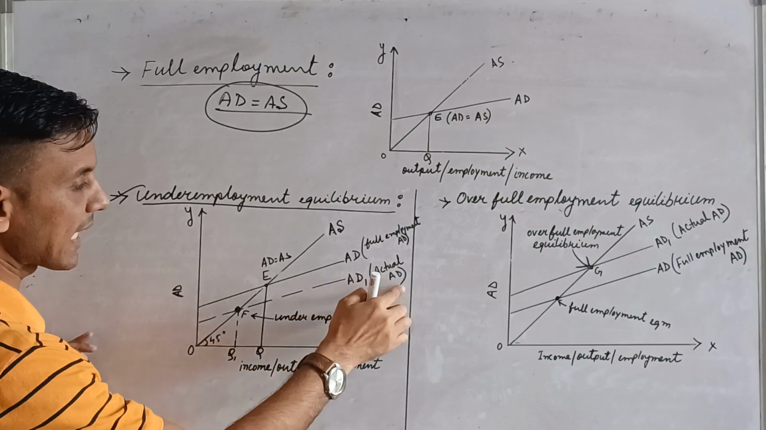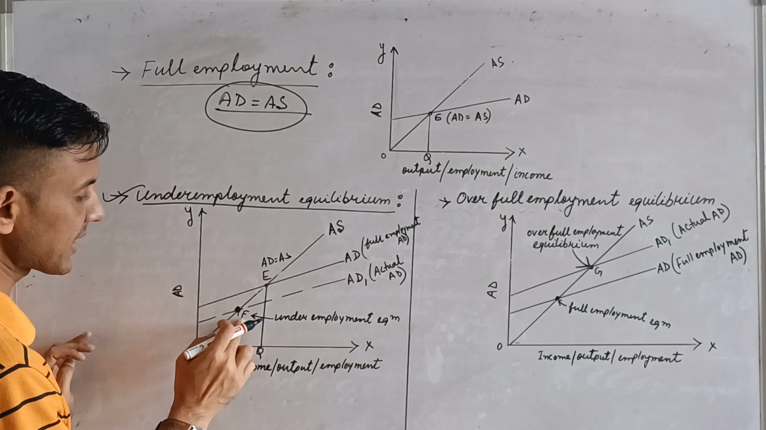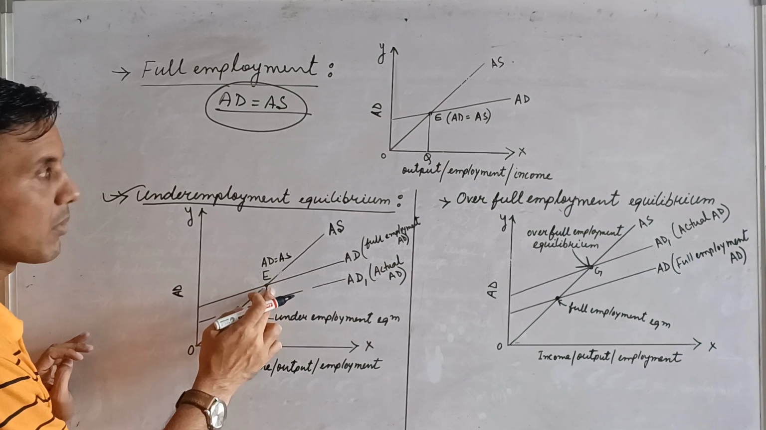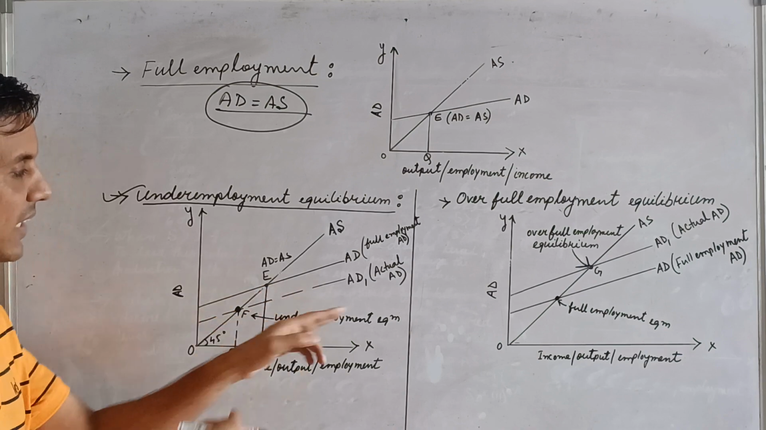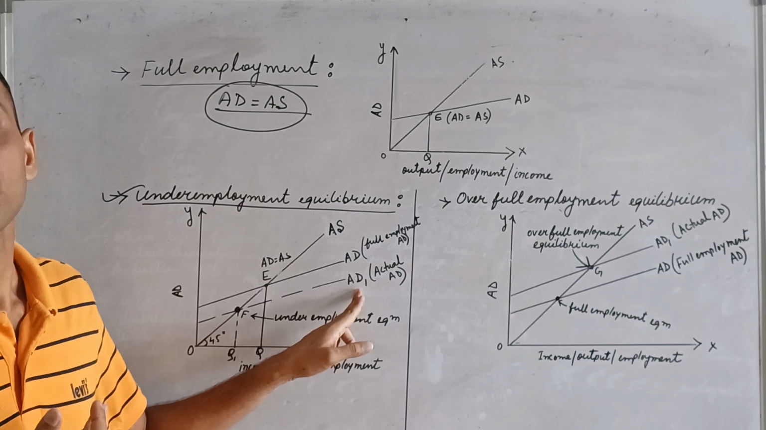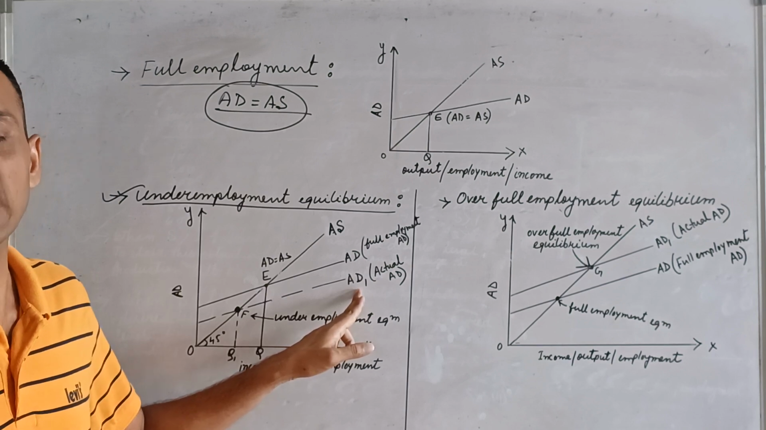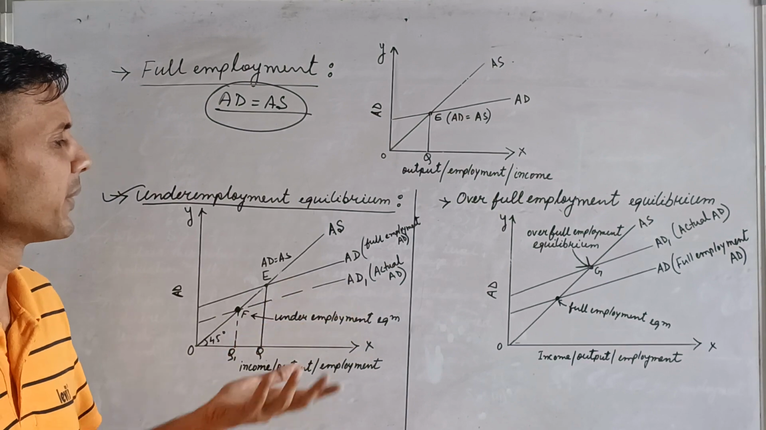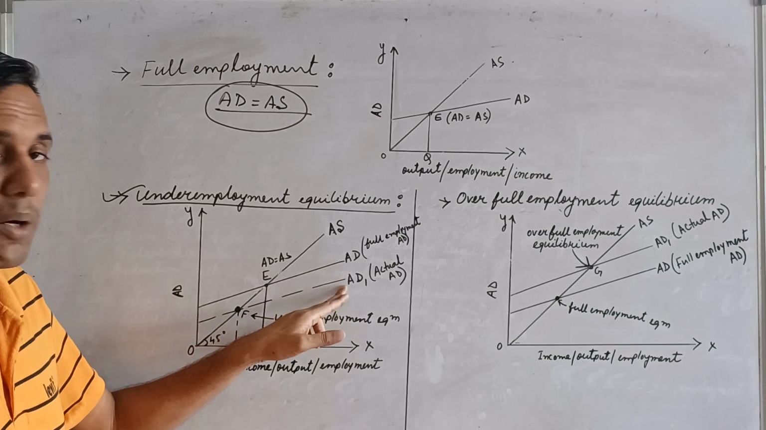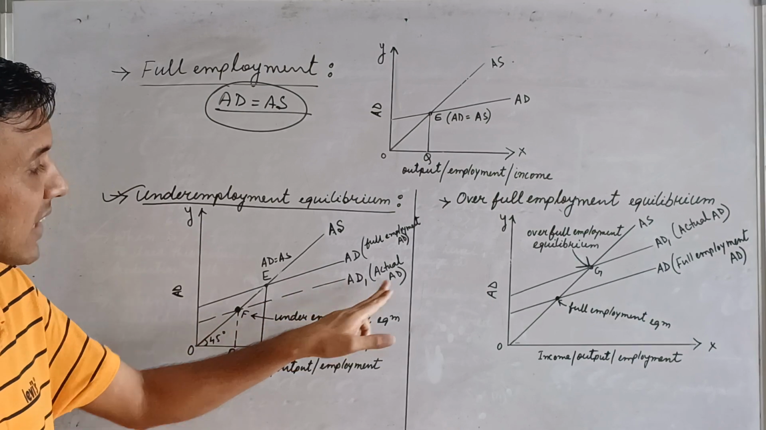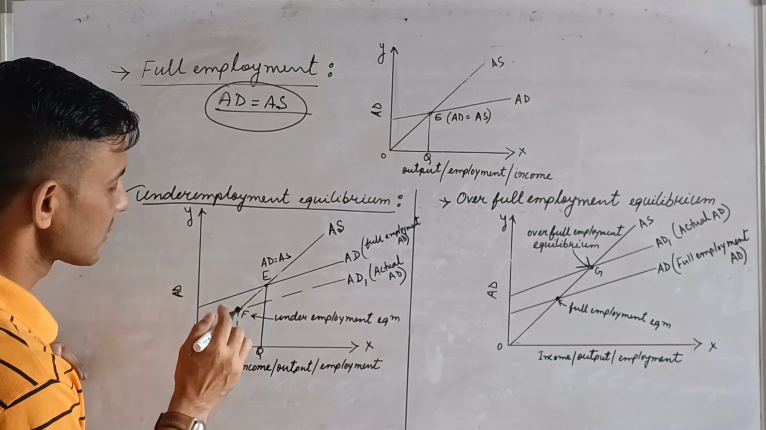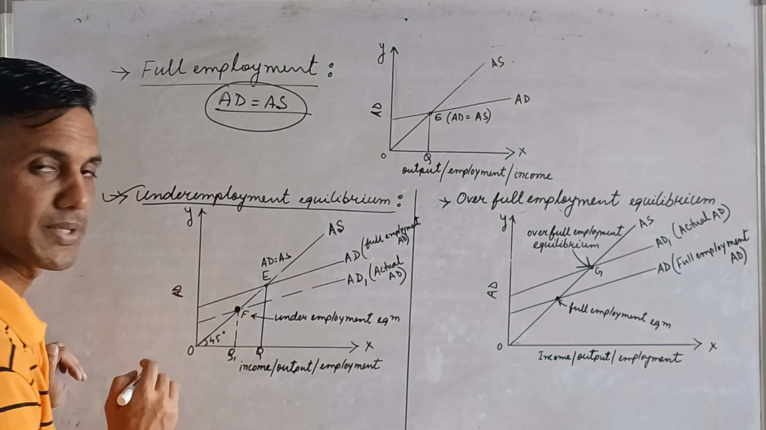But when the actual aggregate demand curve and AS curve intersect below this point E, E is the full employment, but now actual AD, because of some reasons like less propensity to consume, less export, increase in taxes, so because of so many reasons AD can decrease. So when AD decreases, then it will shift to where? Downside. See here, this one, actual AD. So this actual AD intersects AS at point E. So this is called the underemployment equilibrium.